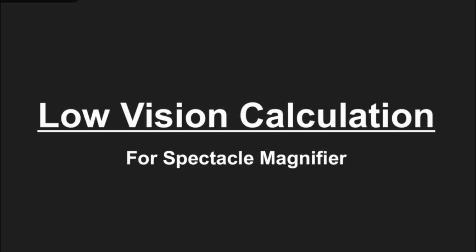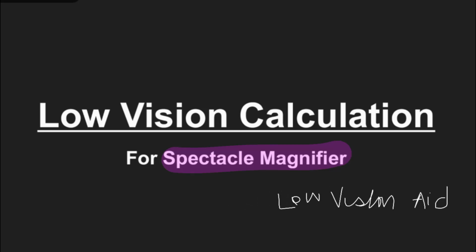Today we are going to discuss how we can calculate the power of the low vision aid, which is the spectacle magnifier. So spectacle magnifier means a magnifier which is built into the spectacle, right? Or we can simply say that it's a convex lens which is used as a low vision aid for the low vision person. So spectacle magnifier is a type of low vision aid that helps a person to see the near object clearly, right?